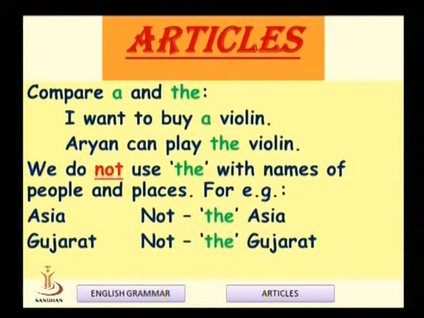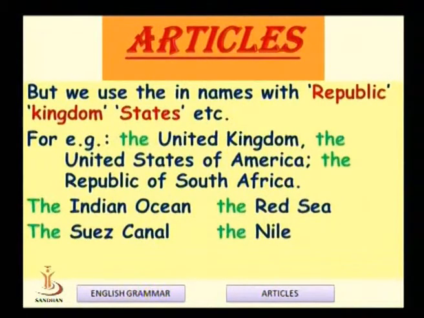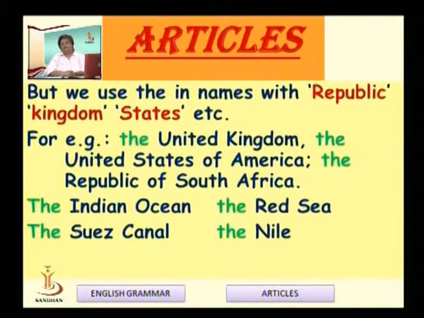We do not use the with names of people and places. Obviously, this is something commonly known to us. For example, Asia, we do not say the Asia. Or Gujarat, we do not say the Gujarat. India, we do not say the India. However, we do use the in names with republic, kingdom, states, etc. There are examples on your screen. The United Kingdom, the United States of America, the Republic of South Africa, the Indian Ocean, the Red Sea, the Suez Canal, the Nile. So when we are using republics, kingdoms, states, we definitely use the article the.